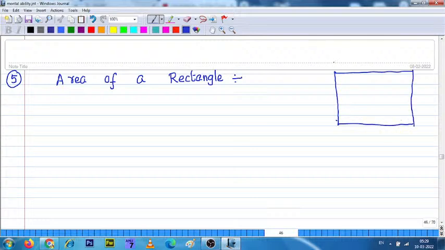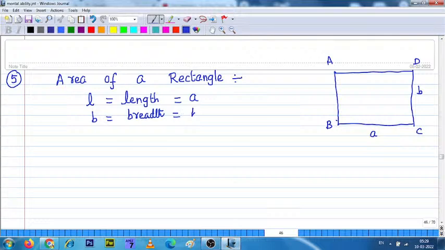Let us say this is ABCD, a rectangle. Let length be A, breadth be B. So the length of the rectangle, that is the pochodzi, let the length be A units. The breadth of the rectangle is equal to B, let the width be B.